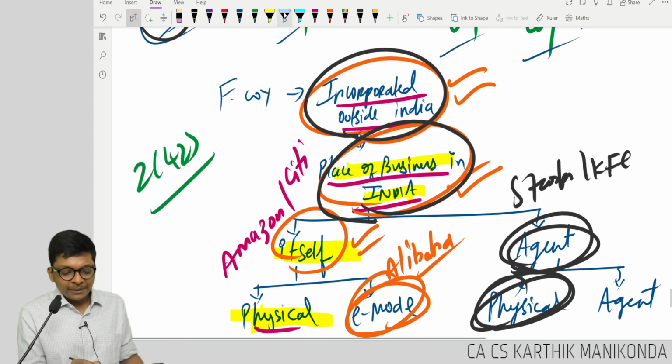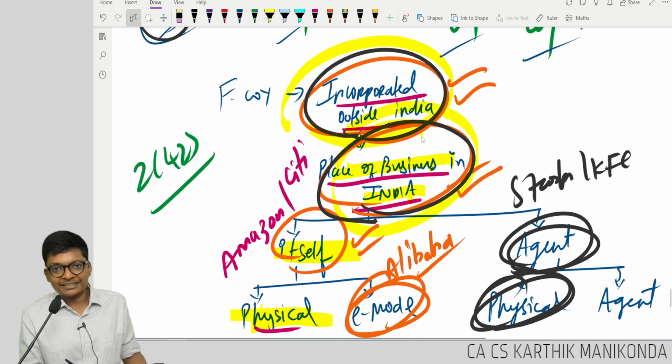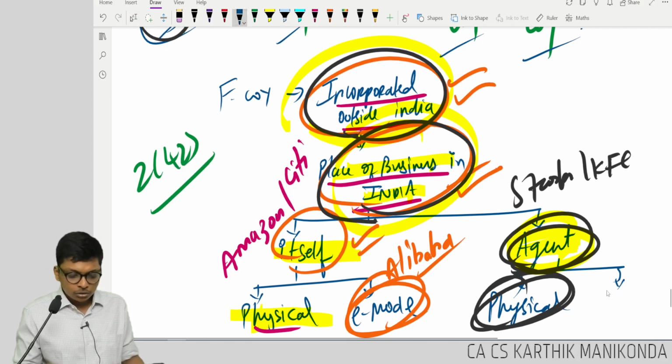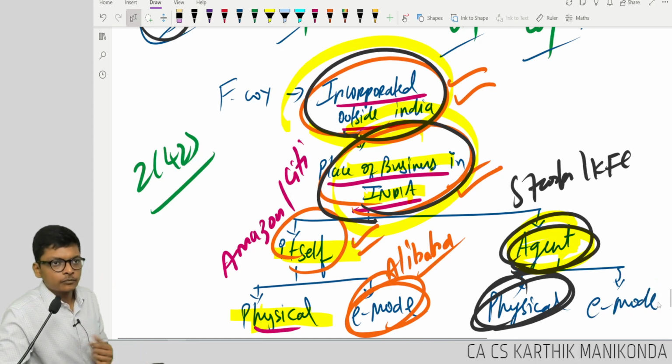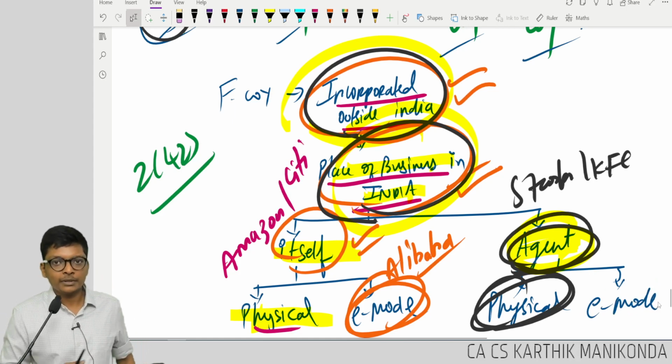Last one. Give me an example. Incorporated outside India, place of business in India through an agent. Sorry, not agent, guys. Last one. I don't know how I wrote this. Through electronic mode. Example, guys.